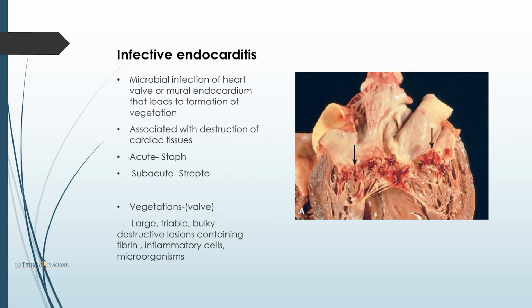Infective endocarditis is a microbial infection of the heart wall or mural endocardium that leads to formation of vegetation associated with destruction of cardiac tissue. Acute cause may be staphylococcus or subacute streptococci. Vegetations on the valve are large, friable, bulky, destructive lesions containing fibrin, inflammatory cells and microorganisms.